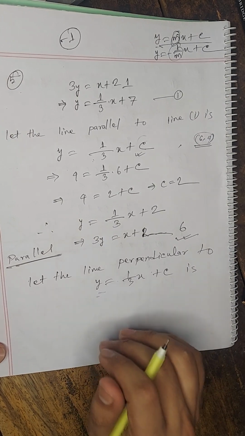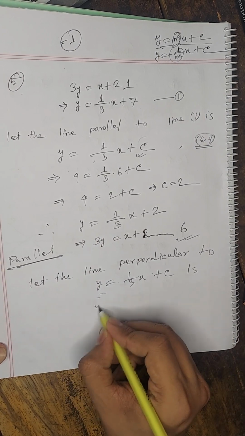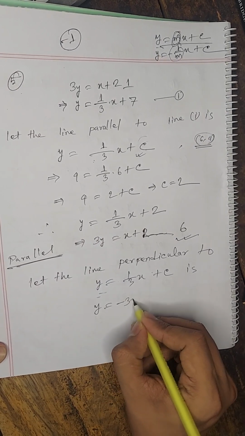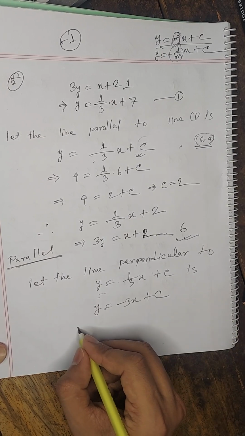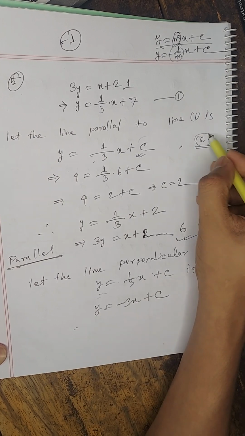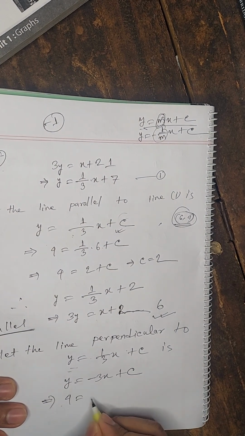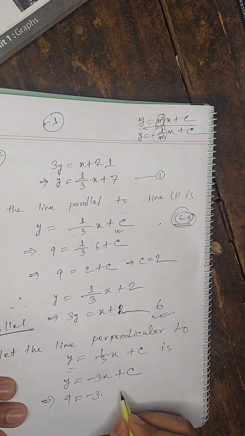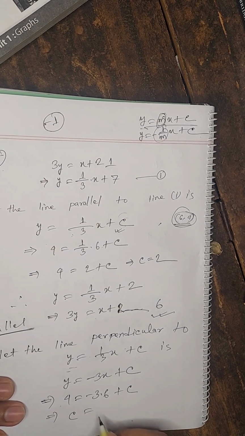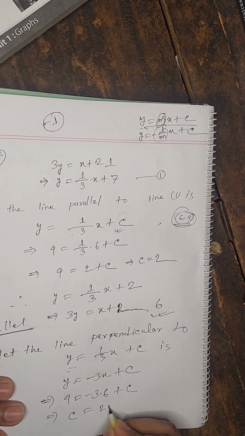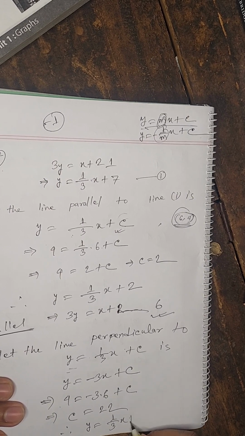So now the line is y equal to minus 3x plus c. Now if we substitute this point here, we get 4 is equal to minus 3 times 6 plus c, so c is equal to 22. So that's how we get y is equal to minus 3x plus 22.